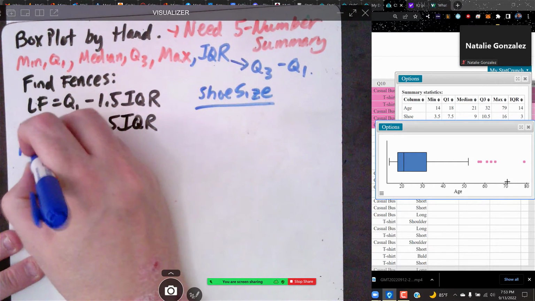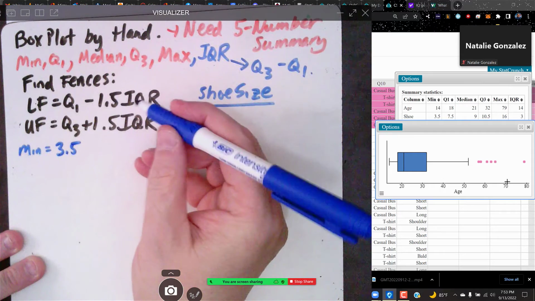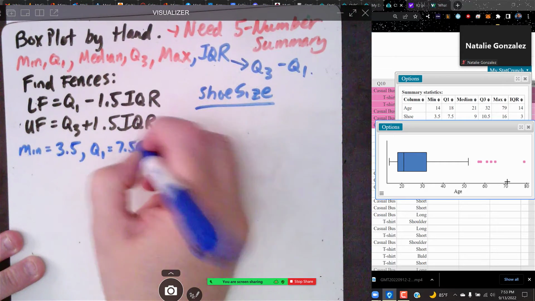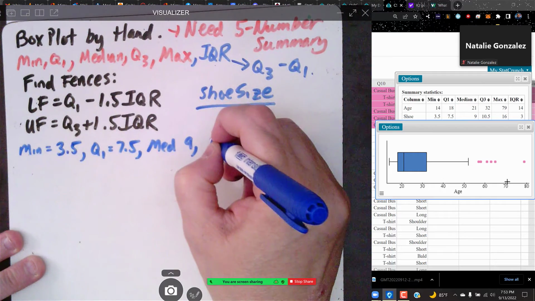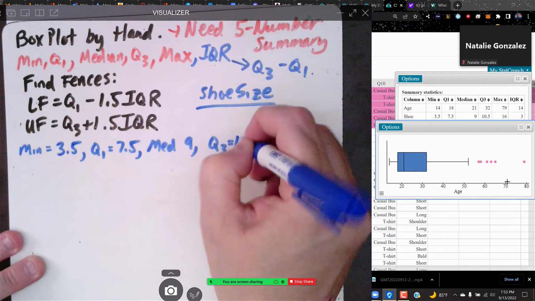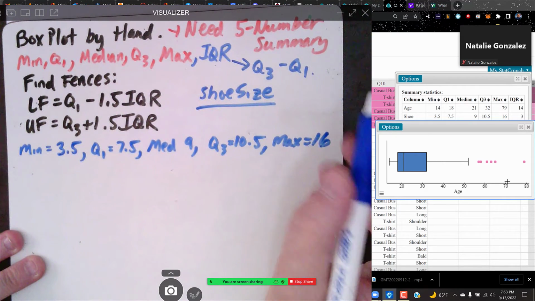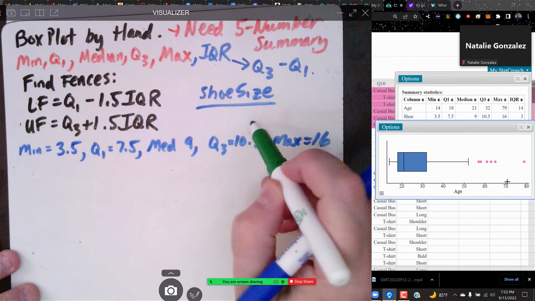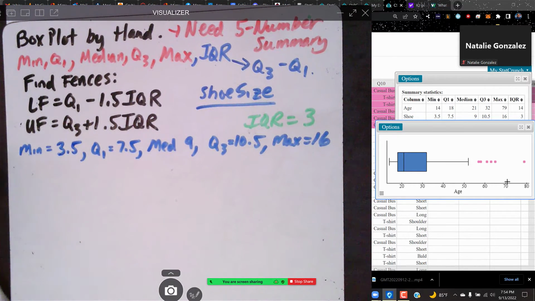So for min, I have 3.5. Q1 is 7.5. The median is 9. Q3 is 10.5. Max is 16. And IQR, the one that's slightly different, that we can calculate ourselves, but they've done for us, is 3. So this is our shoe size data set.